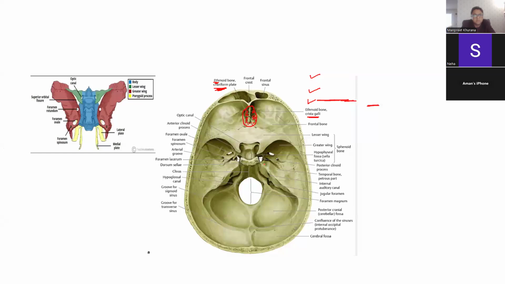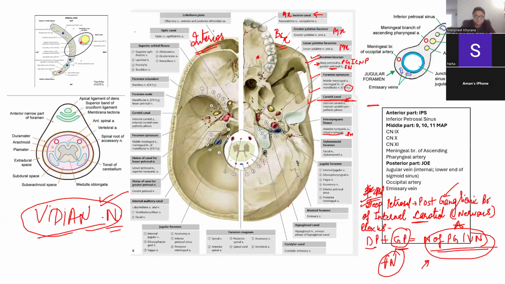Okay, so the facial nerve and the stylomastoid artery. The structures passing through this are the facial nerve and the stylomastoid artery. Okay, so this is the stylomastoid foramen. Now, next is the jugular foramen. Now, this is a very important structure.